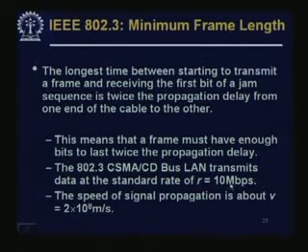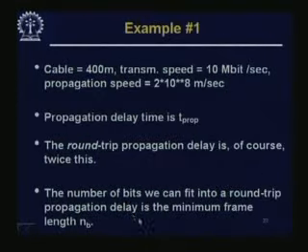So this was the earlier standard of 10 Mbps. The speed of signal propagation is about 2 x 10^8 meters per second in this coaxial cable. The cable may be of 400 meter length. Transmission speed is 10 megabits per second, and propagation speed is 2 x 10^8 meters per second. Let us see what the delay is and what the minimum frame size comes out to be. The propagation delay time is t_prop. The round trip propagation delay is of course twice this. The number of bits we can fit into a round trip propagation delay is the minimum frame length N_B.